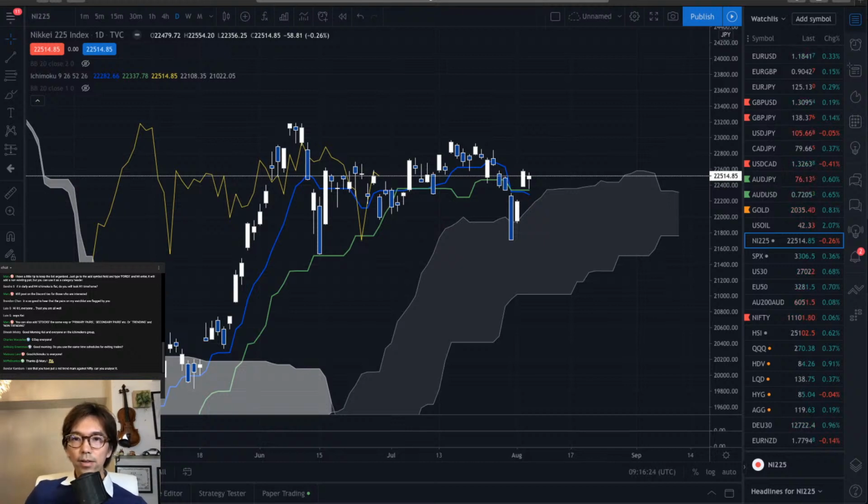Could we have a list of those currencies, please? Yeah. So you can see it here. These are the currencies on my watch list.